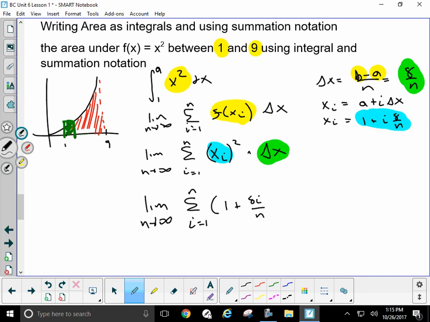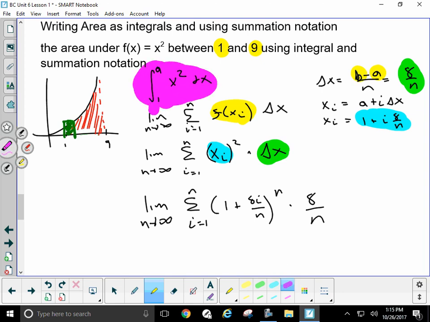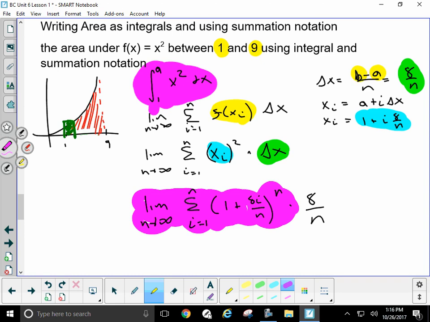Typically, they'll write 8i over n squared times 8 over n. You probably can tell after doing this why mathematicians would rather write this down here instead of this. They are both equivalent to each other. One is a lot easier to understand conceptually and practically, right?